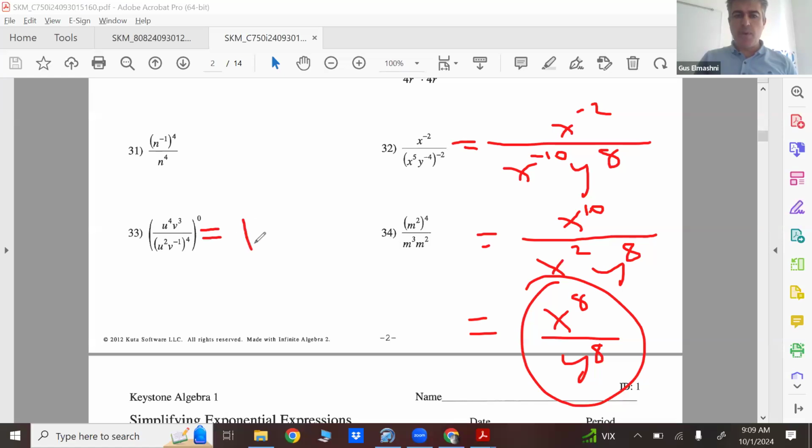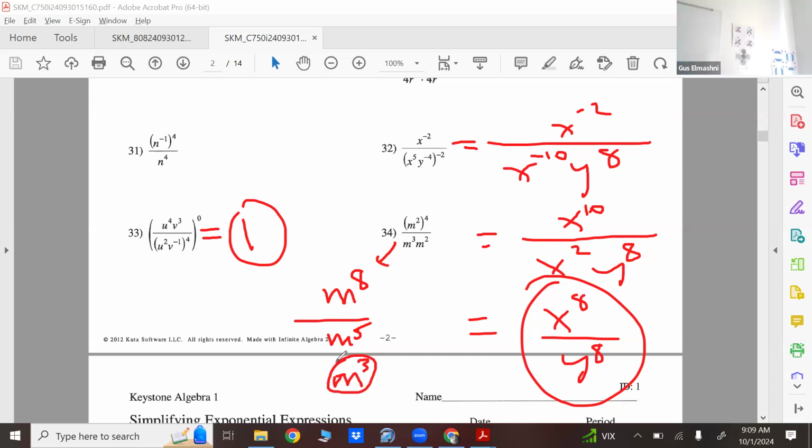For 33, that's a trick question. Why is that just 1? The whole thing's raised to the 0 power, exactly. And for 34, that's going to be m^8, not m^6. m^8 over m^5, and that should be m^3. Because you have m squared 4 times. But here you have m^3 and m^2, that's 5 m's on the bottom. m^8 over m^5 becomes m^3. So you have plenty more to practice with. Okay, let's keep moving.